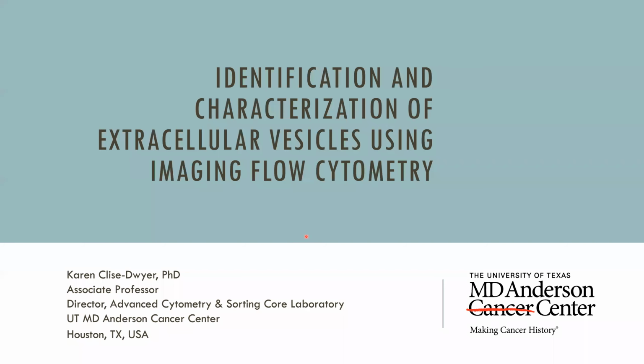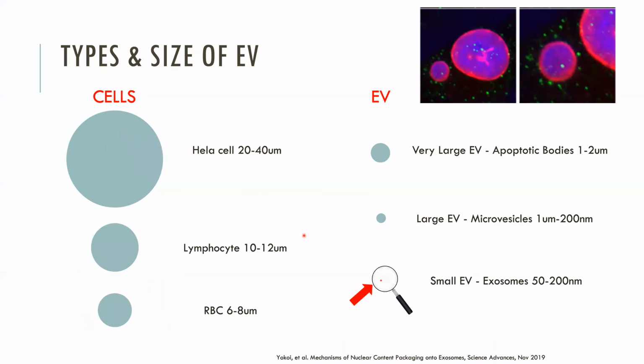Using imaging flow cytometry, which is also known as the AMNIS instrument. So the first thing to know about extracellular vesicles is that they are very small.